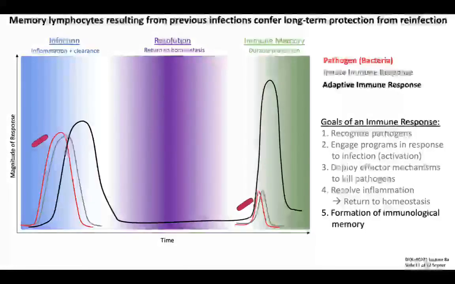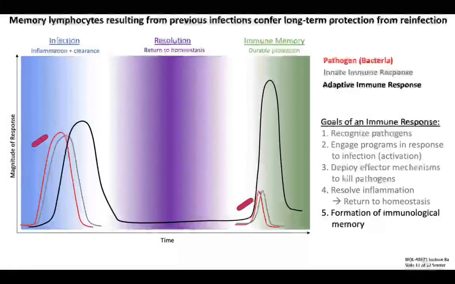Finally, the last phase of a successful immune response is shown here in green, and this corresponds to the development of long-term antigen-specific immune memory against that same pathogen. In weeks 4 and 5, we learned about some of the pathways that control development of memory T and B lymphocytes, which are maintained for long periods of time.